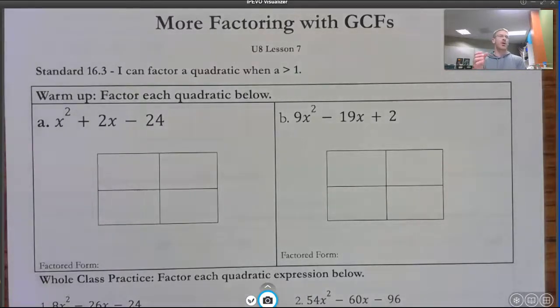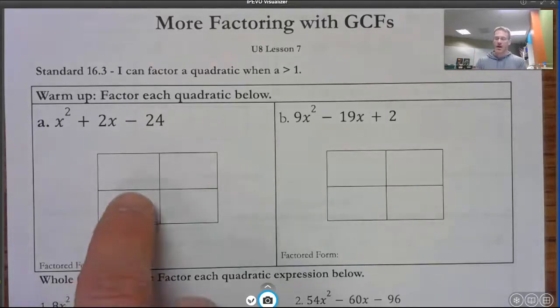So it just adds one little step at the beginning, but then the idea is that hopefully that makes our combinations that we're looking for with our A times C and adding to B fewer, because we'll have smaller numbers to work with. So to get you thinking about that, go ahead and do our warm up here.